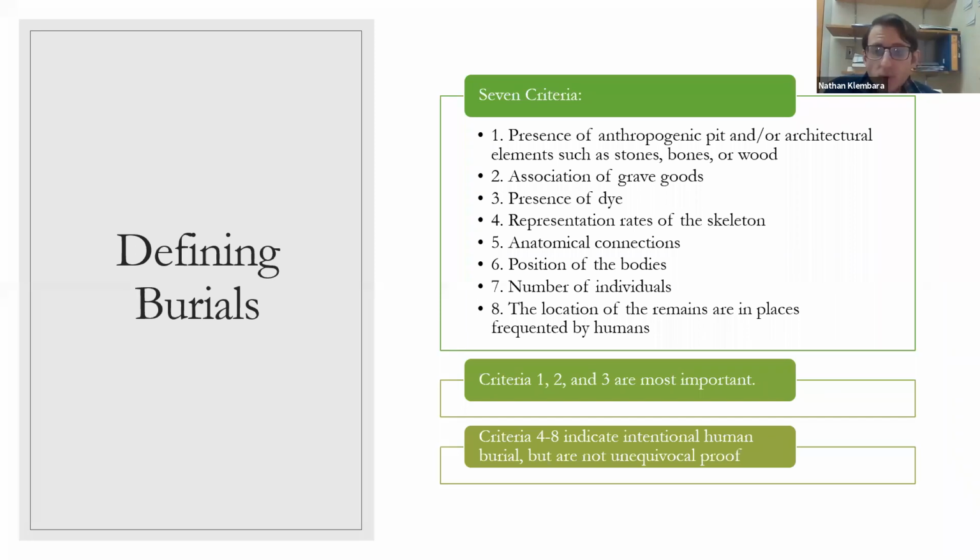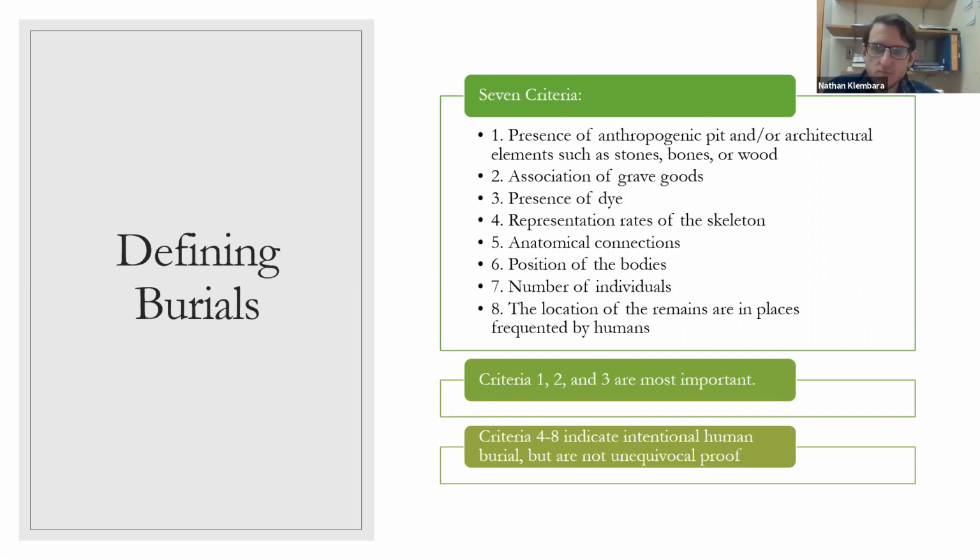So to grapple with this, archaeologists have developed 8 criteria. I know it's a 7, but it's 8. It is 8 criteria for defining burials, all right? And I'll move my face so you can read these. So the first criteria is the presence of an anthropogenic pit, meaning a human-made grave or other pit to put the body in, and/or architectural elements such as stones, bone, or wood. So what this means is that someone intentionally dug a pit and then built something around the pit to mark it.